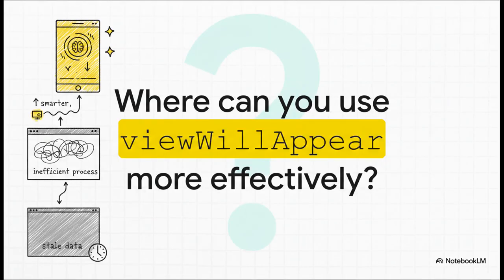So, I'm going to leave you with a question to think about. Go back to your own projects, think about those screens where you've seen stale data, or maybe some animation that doesn't restart correctly. Now that you've got this deeper understanding of the navigation lifecycle, where in your code can you use viewWillAppear to make your app that much smarter, cleaner, and just better?